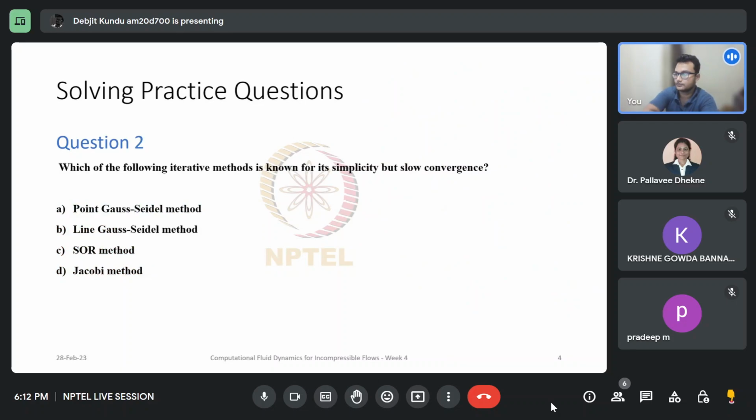We will move on to question number 2 of today's session, which is asking us which of the following iterative methods is known for its simplicity but slow convergence. Is it option A, point Gauss-Seidel method, option B, line Gauss-Seidel method, option C, SOR method, or option D, Jacobi method? So read the question carefully, look at the options, and then try to figure out which one is the correct one.